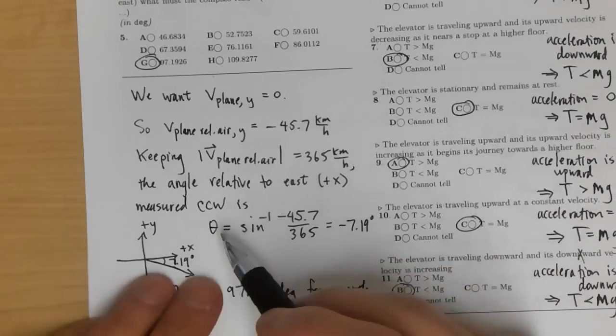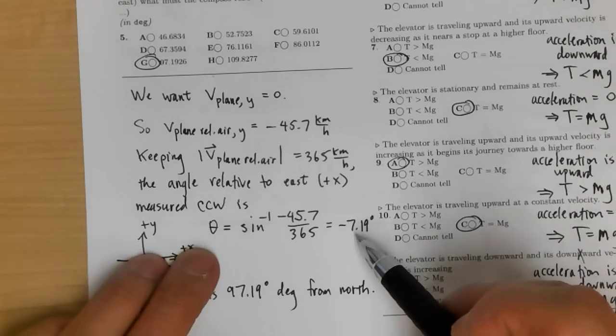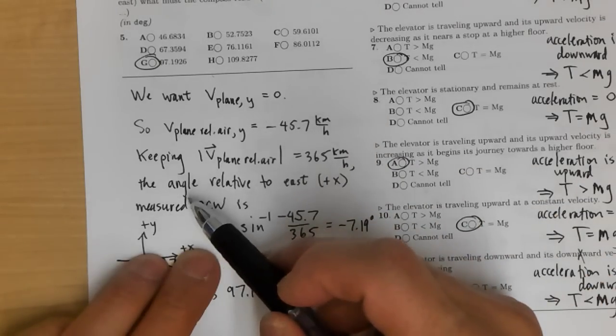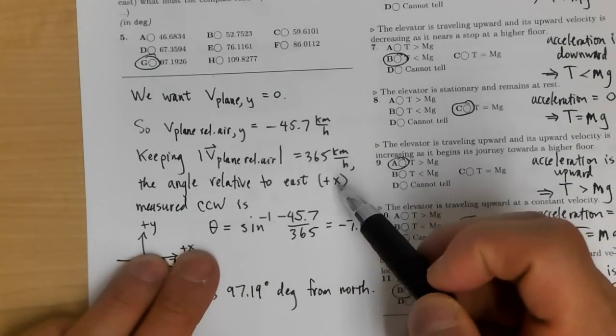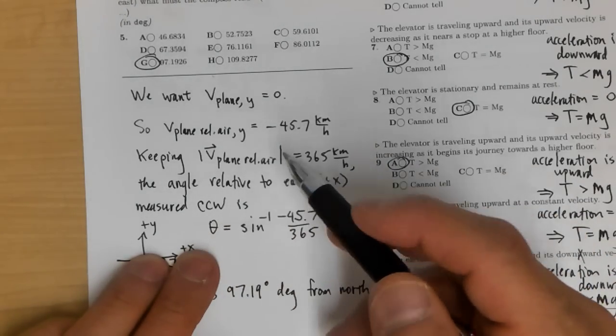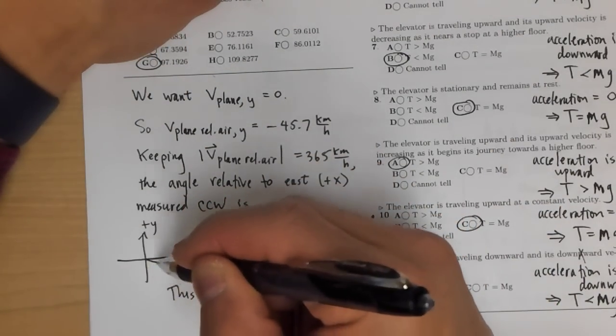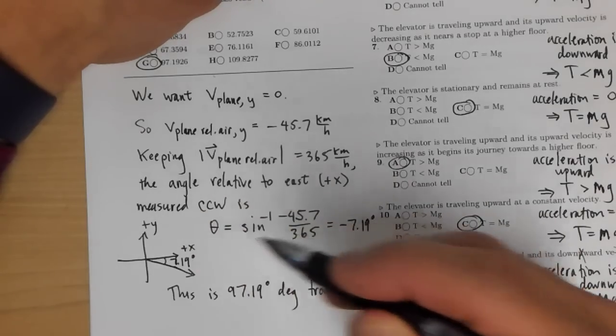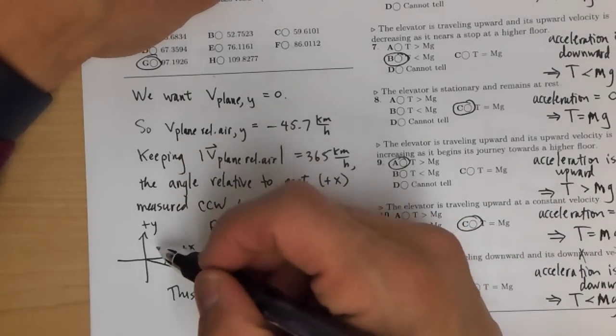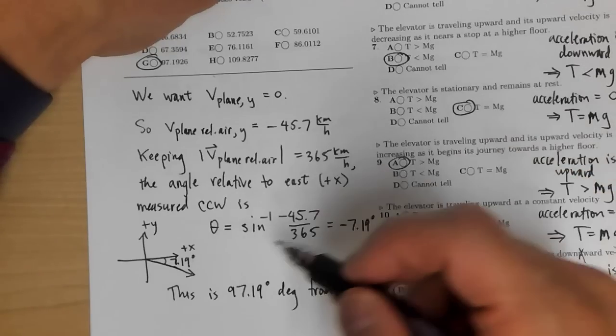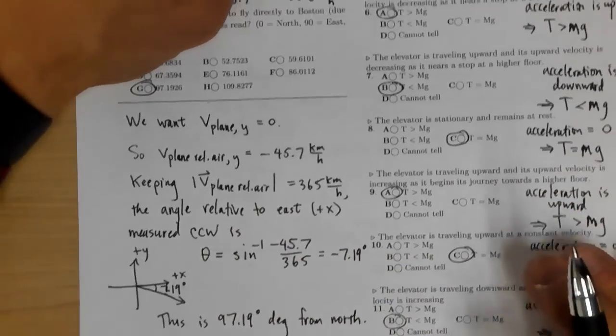All right, so by the way, I should mention this theta with the negative 7.19, that's the angle relative to east measured counterclockwise. Because counterclockwise is positive, I put the minus sign because I'm going clockwise.